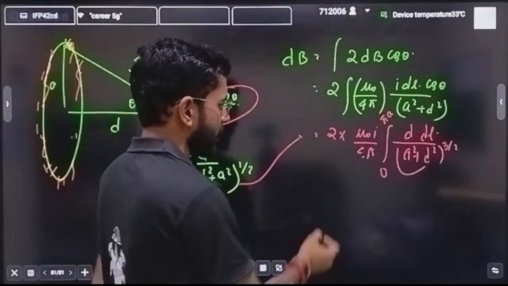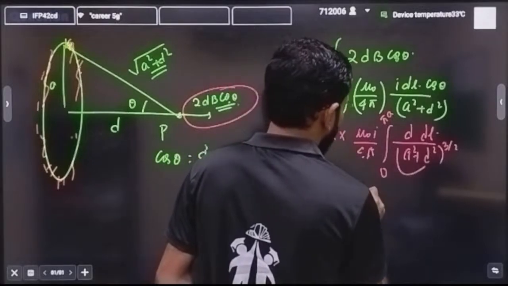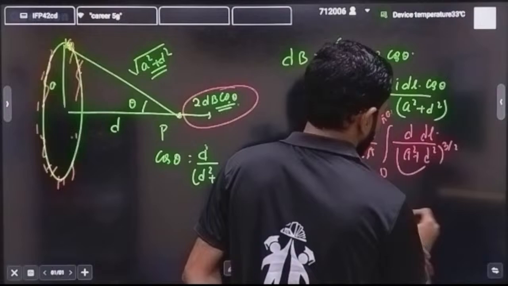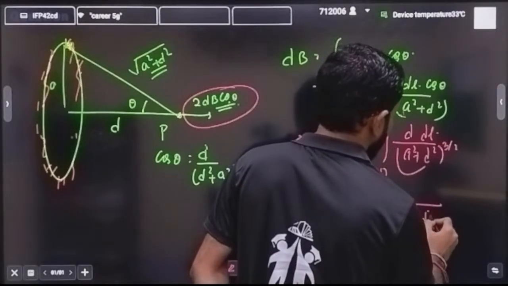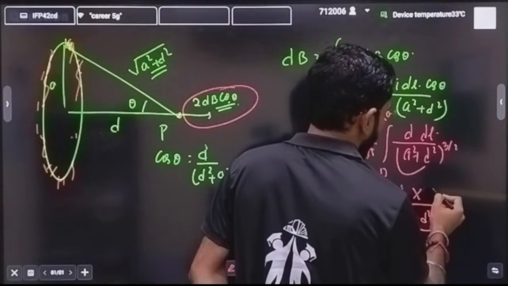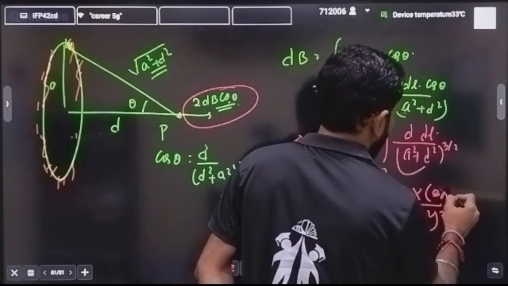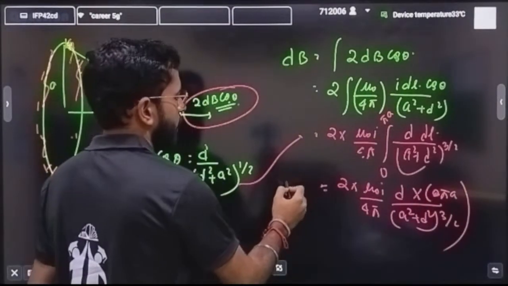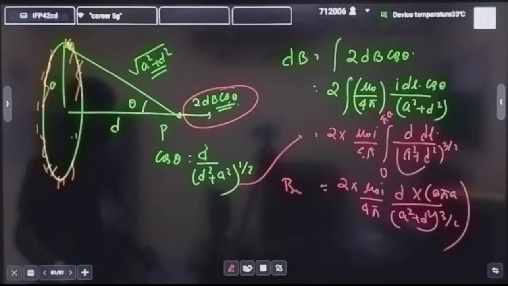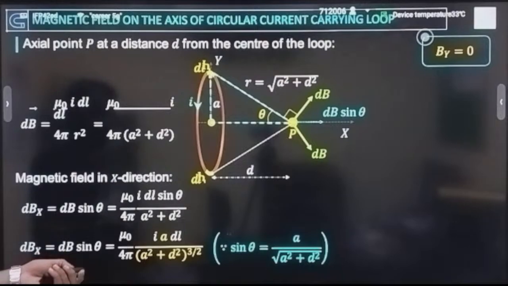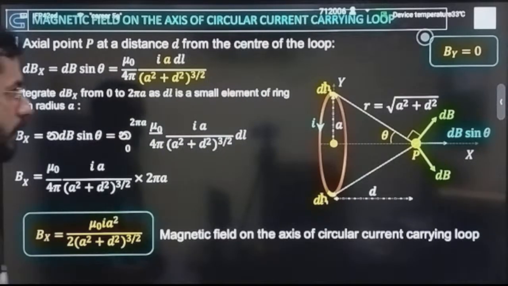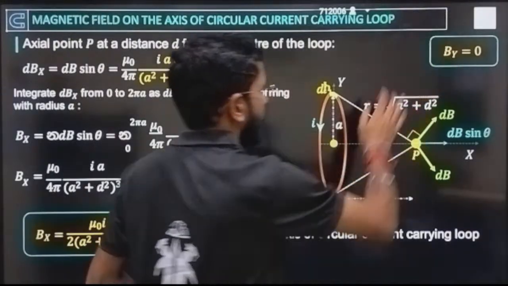Now the integration is very simple. Here it is already a factor of 2, mu naught I divided by 4 pi. In the denominator it will be a square plus d square power 3 by 2, and d is multiplied as a factor here, and integration will make it pi into a. This is the final result that you will be getting. Now you can take a screenshot of this complete derivation. This is the final result that you have to remember.